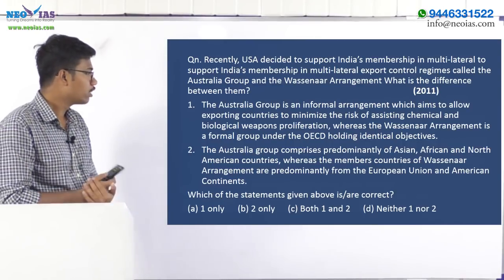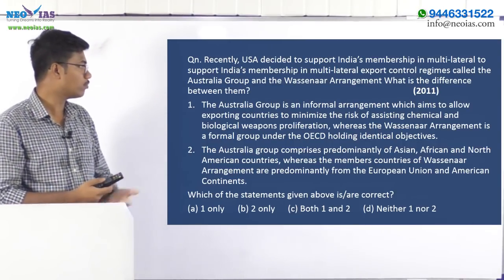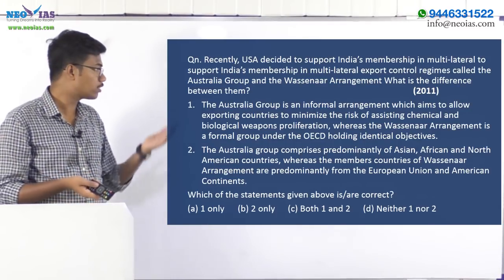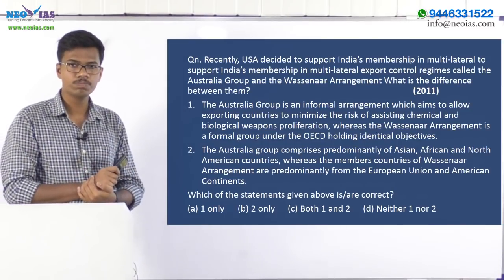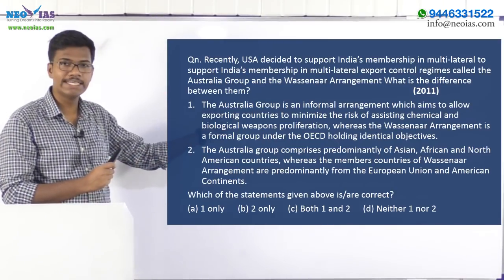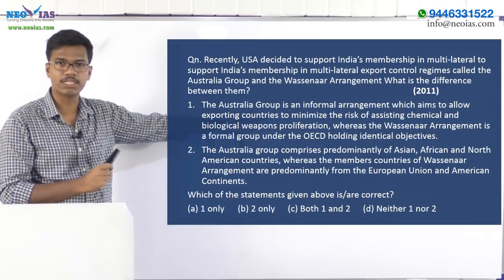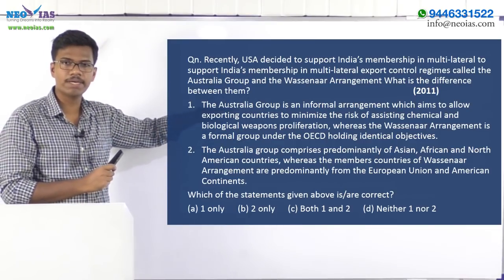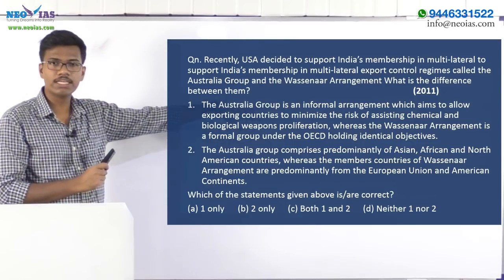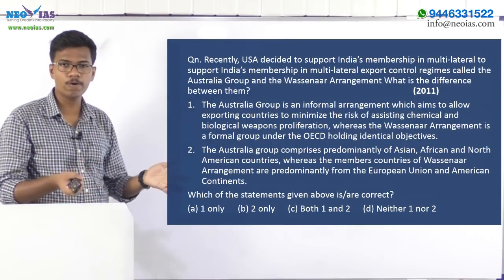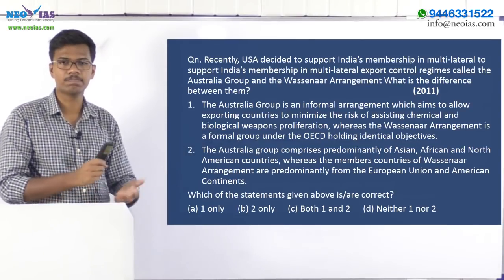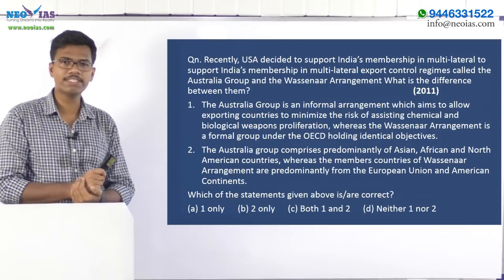Our first statement: the Australia Group is an informal arrangement which aims to allow exporting countries to minimize risk of assisting chemical and biological weapons proliferation. That is absolutely true. Whereas the Wassenaar Arrangement is a formal group under the OECD holding identical objectives. This second part of the statement is absolutely wrong. Wassenaar Arrangement does not have identical objectives when you compare it with the Australia Group. Then again it is not a formal group under the OECD. So due to that our first statement is wrong.